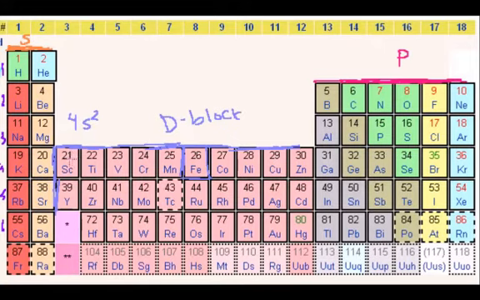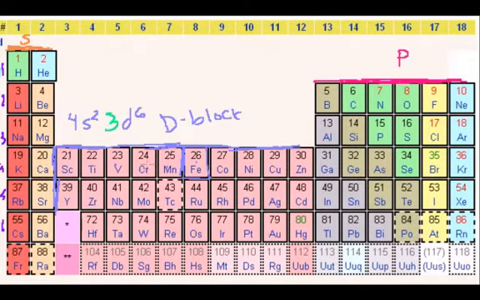So iron has 1, 2, 3, 4, 5, 6 elements in the D block. So it's going to have D6, but it's not going to be 4D6. It's going to be 3D6. I figured that out because it's in the fourth period, and I subtracted 1 from that. So this is the highest energy electrons in iron, right?